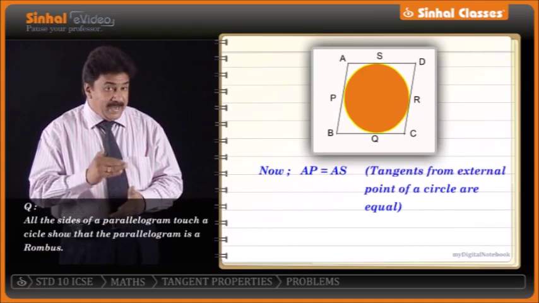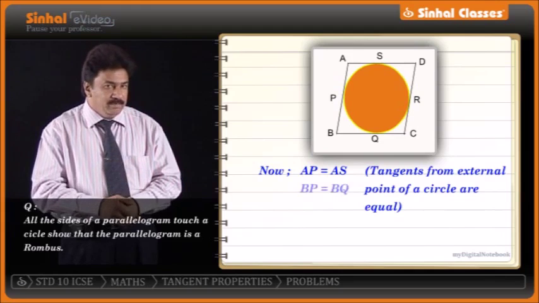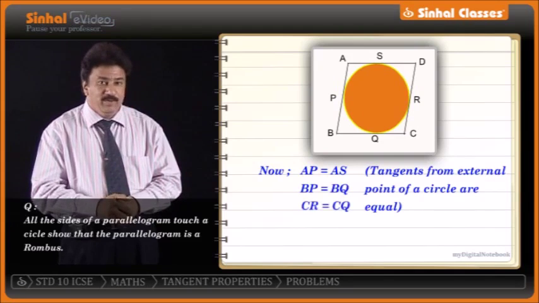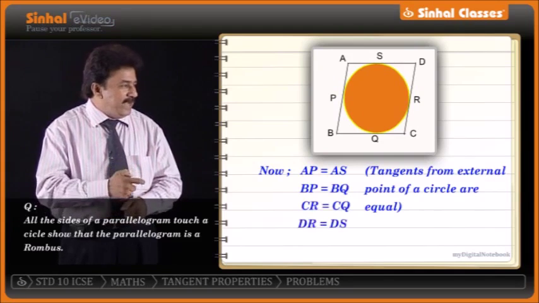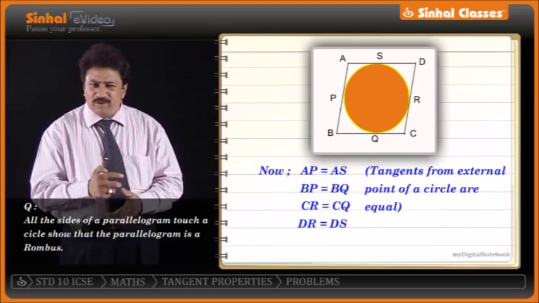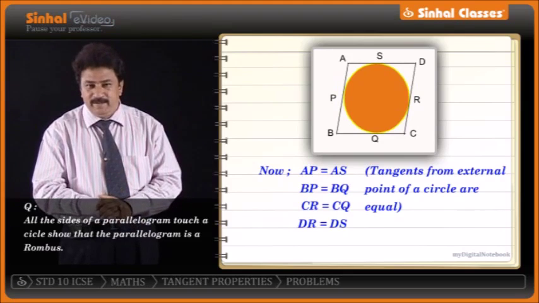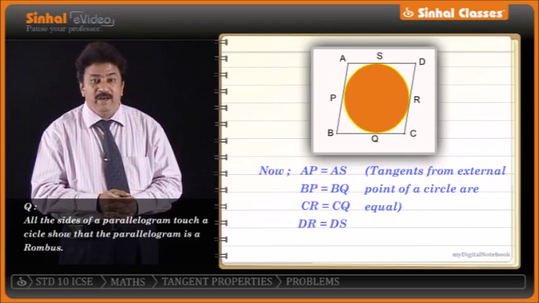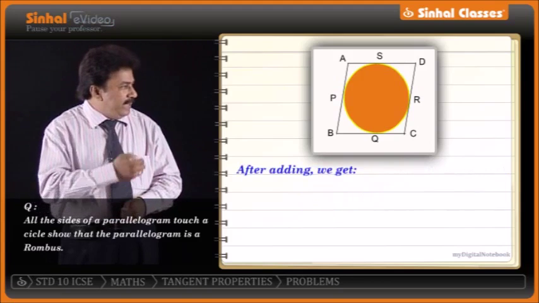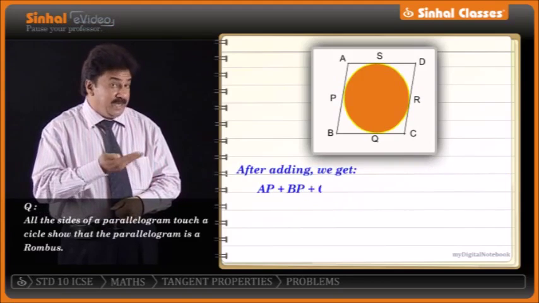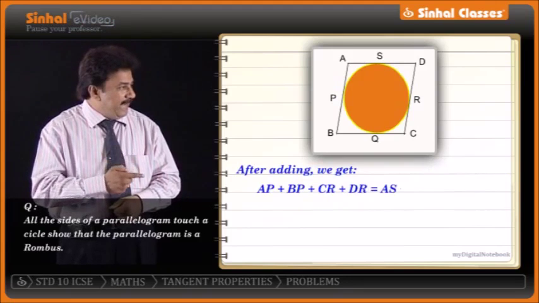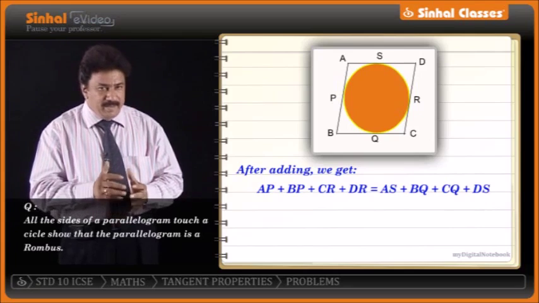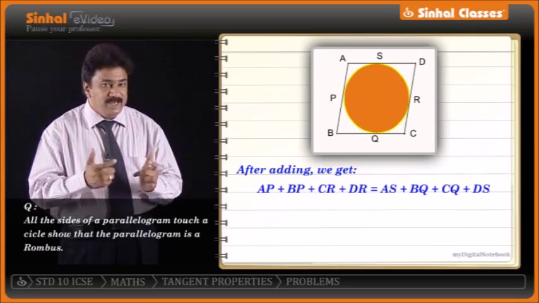Similarly, what else can I get? I get BP is equal to BQ. Yes, same property. What else? I get CR is equal to what? CQ. And finally, DR is equal to what? DS. All these four things we got from a common property: tangents from an exterior point of a circle are always equal. After adding them, what do I get? AP plus BP plus CR plus DR is equal to AS plus BQ plus CQ plus DS. Yes, this is the addition of the above statements.